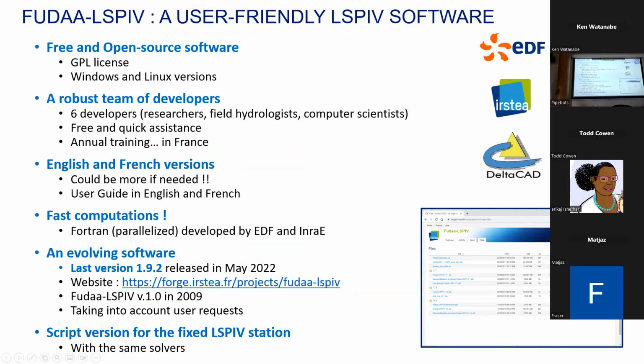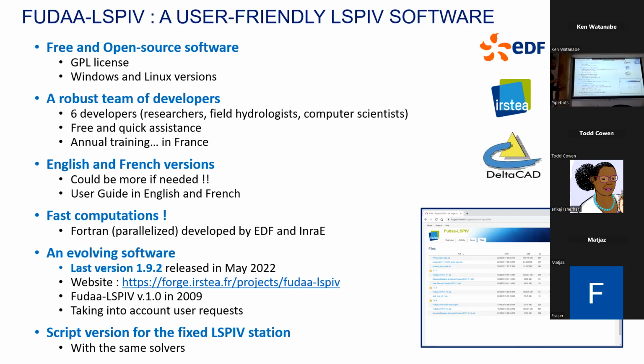So the software is free and open source. We have a Windows and a Linux version. We have been working on the software for quite a long time, because the first version was in 2009. So there has been a lot of development since 2009. We are 6 people involved in the software. That does not mean that you have 6 people working full-time on the software, just that we are involved in other things, but we are 6 people involved in that.